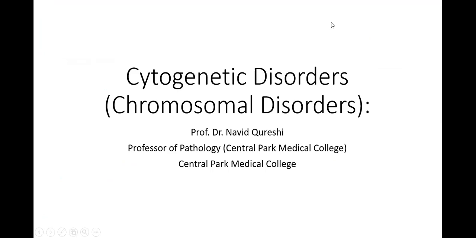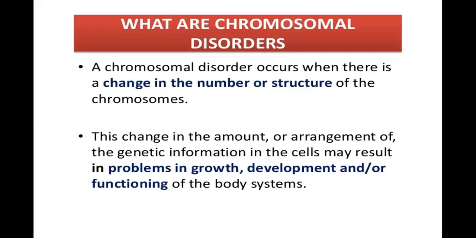Okay. So cytogenetic disorders are also known as chromosomal disorders. I'm going to tell you what these disorders are and which diseases are seen with chromosomal disorders. A chromosomal disorder occurs when there is a change in the number or structure of the chromosome. As I've told you in the earlier lectures, we have 22 pairs of autosomes and one pair of sex chromosomes, which is XX in the case of female and XY in the case of male. So changes can be seen either in the autosomes or in the sex chromosomes.